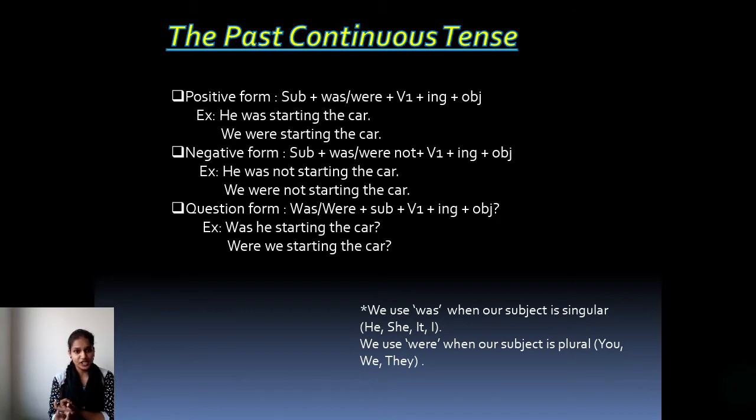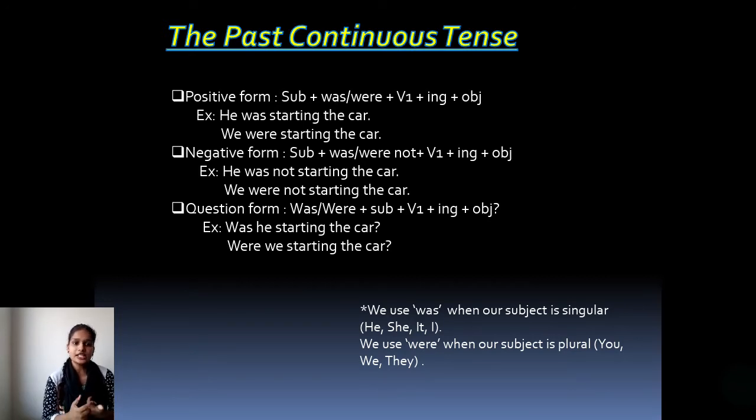We is our subject, we is plural, that's why we use were here. Then starting, verb first form plus ing, then the car, object. Likewise, when we form a negative sentence, we use the subject at the starting, the one the sentence is about, plus was/were auxiliary, plus not. Not is compulsory in the negative form. Then verb first form plus ing plus object, the rest of the sentence.